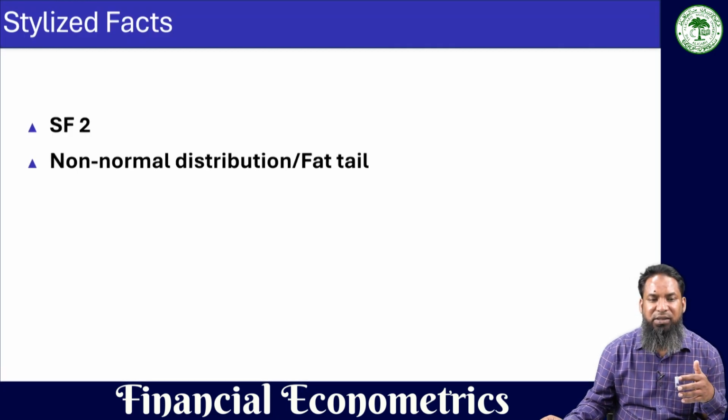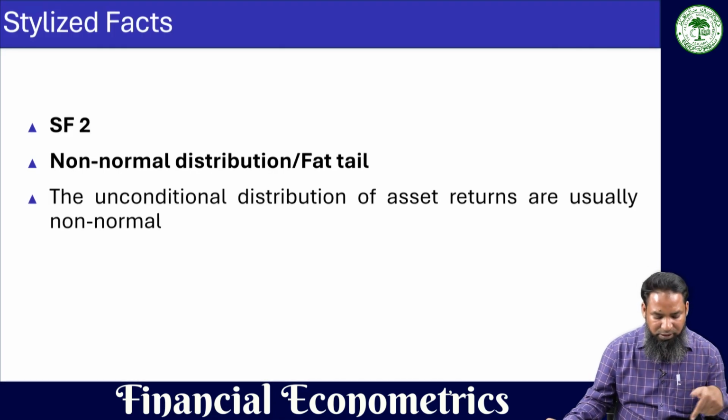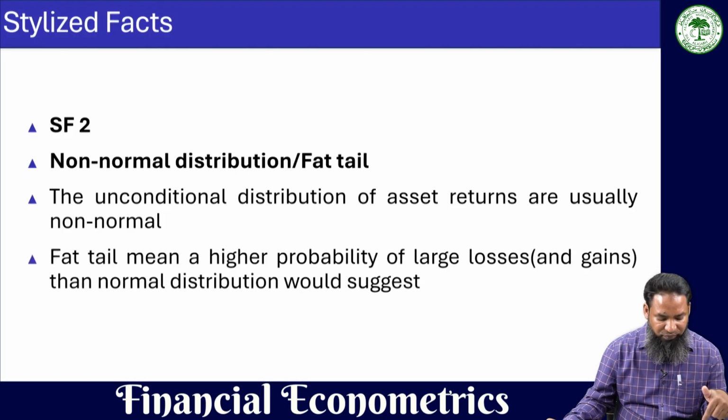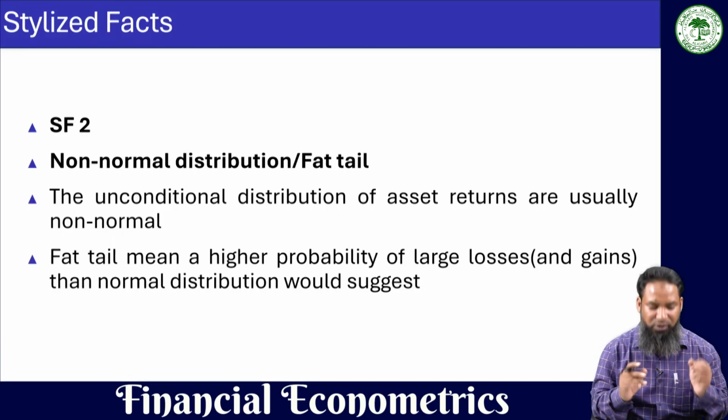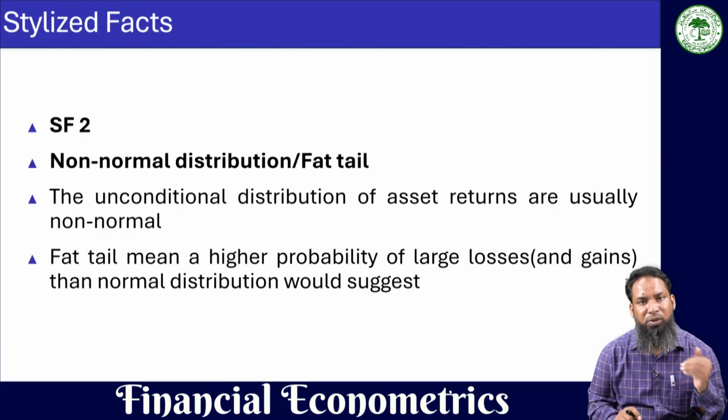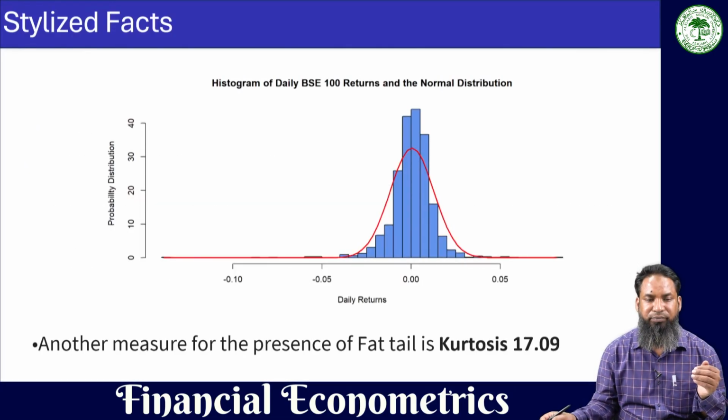The second stylized fact is that the distribution will be non-normal, or there will be fat tails. And basically that is nothing but leptokurtosis. And if that is present, we have seen what implications we have. So let us see, do we have that feature here? The unconditional distribution of asset returns is usually non-normal. So it will be fat tailed, meaning a higher probability of large fluctuations, whether in terms of loss or gains, than the normal distribution would suggest.